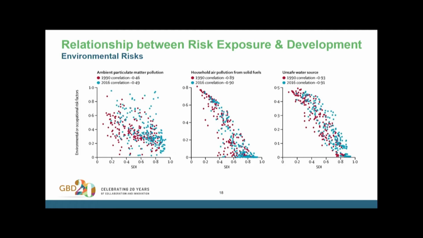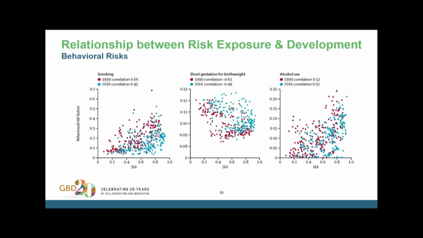This slide shows the same relationship for the top 3 environmental risks. All of them were inversely related with development, and the magnitude of the correlation was higher for household air pollution and also unsafe water sources. And this last slide shows basically the same relationship between behavioral risks and development. Top 3 behavioral risks: smoking and alcohol use were positively correlated with development, and short gestation for birth weight was inversely correlated with development.